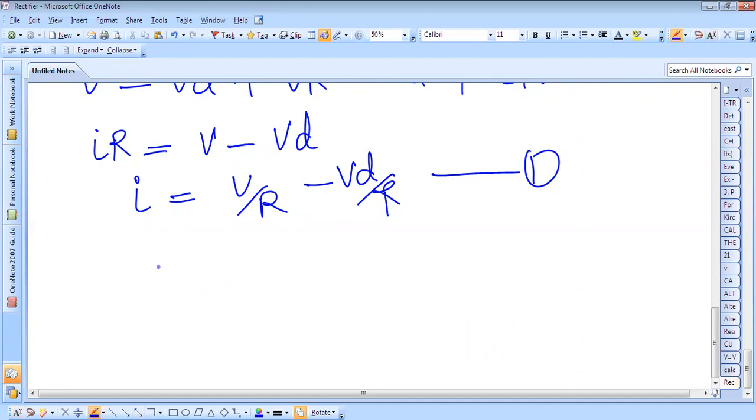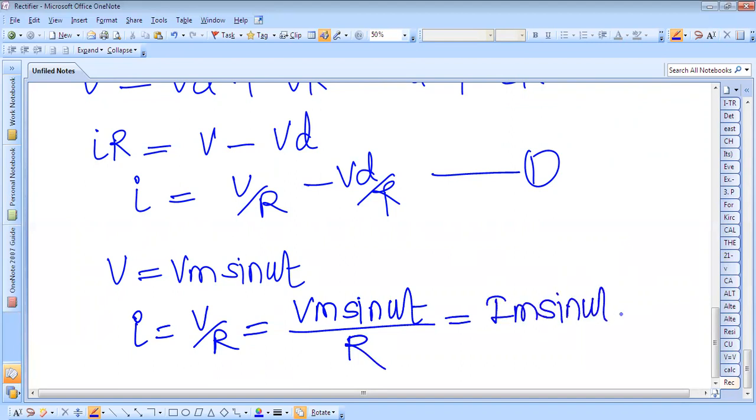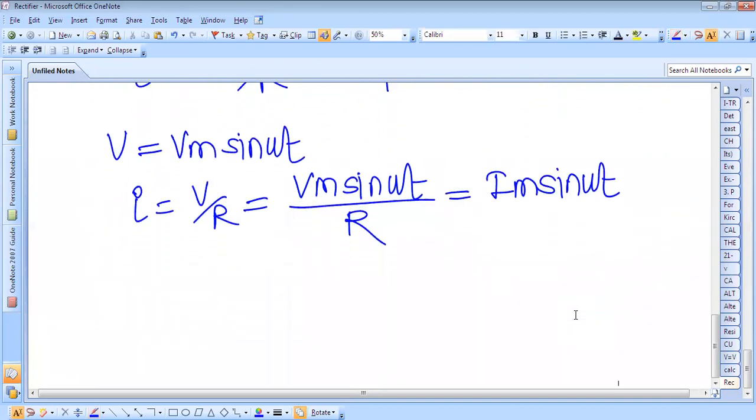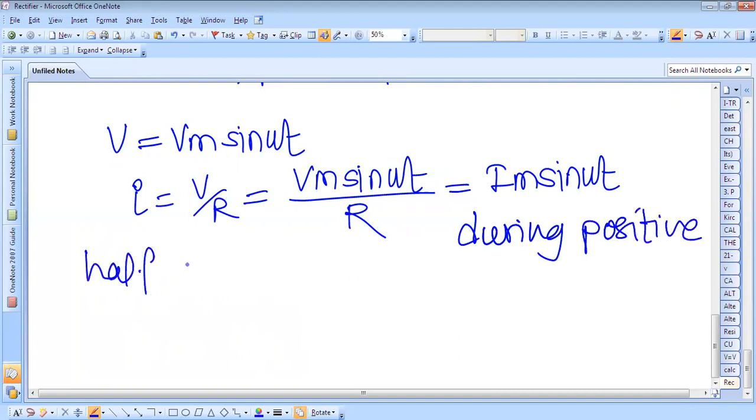Therefore, if the supply voltage is V equal to Vm sine omega t, then I is equal to V by R, which is Vm sin omega t by R, which is Im sin omega t. This is during the positive half cycle.